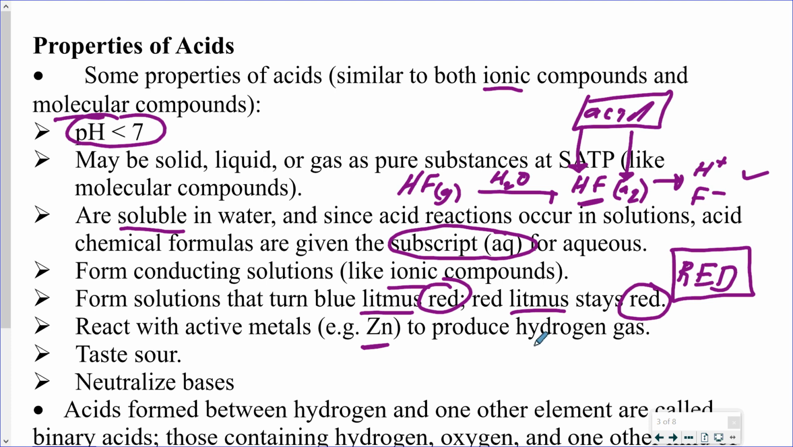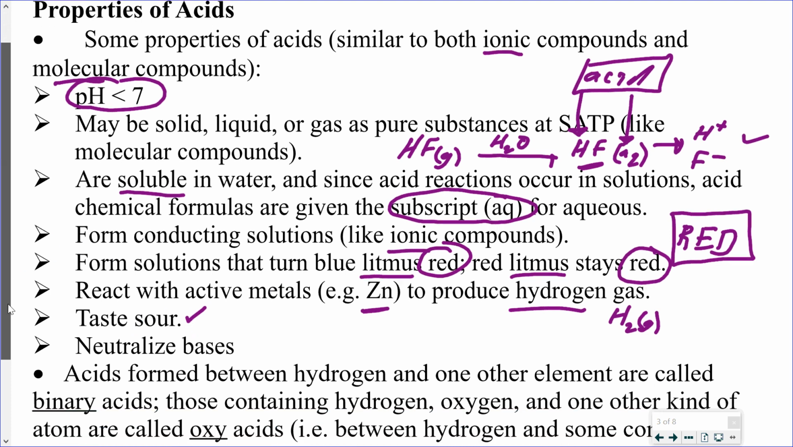Zinc is one of them. And if you do add zinc into a solution of HF, hydrofluoric acid, it does produce hydrogen gas. Hydrogen gas is given off in that reaction. Think about acids that you consume. Vinegar, acetic acid, is sour. Lemon juice, lime juice, grapefruit, orange juice, it's all sour. So if it is an acid that you taste, then typically they are sour.